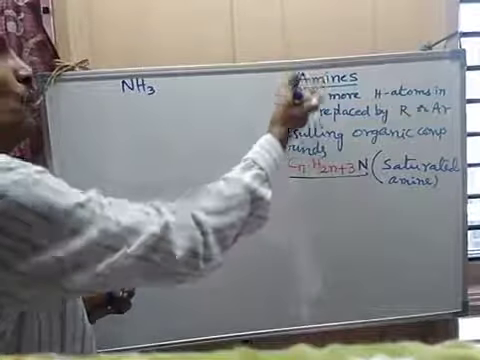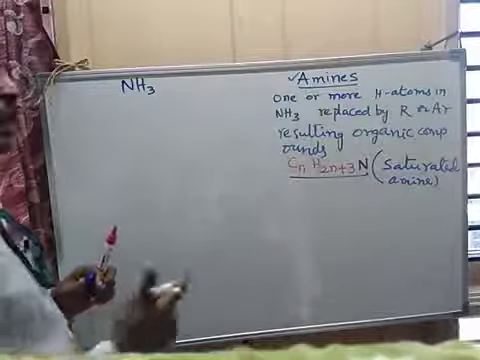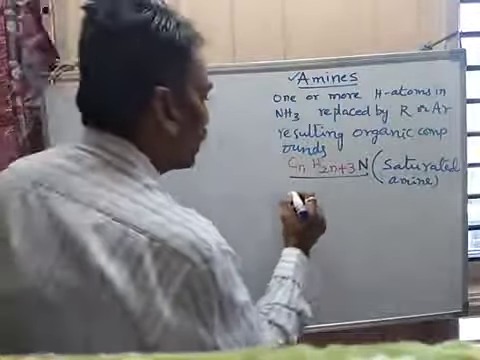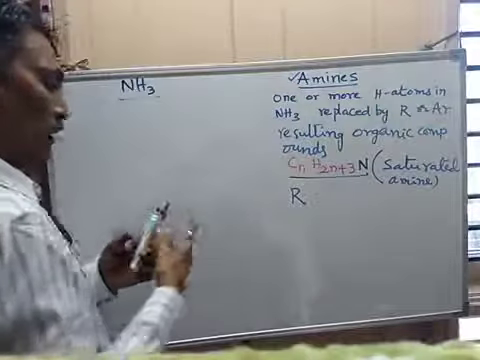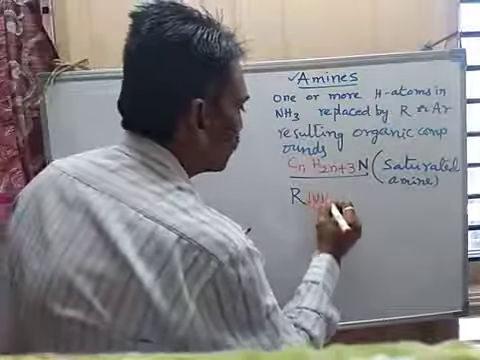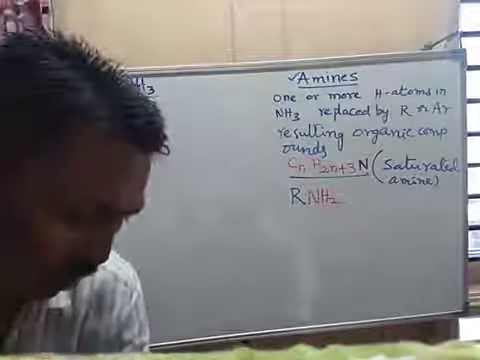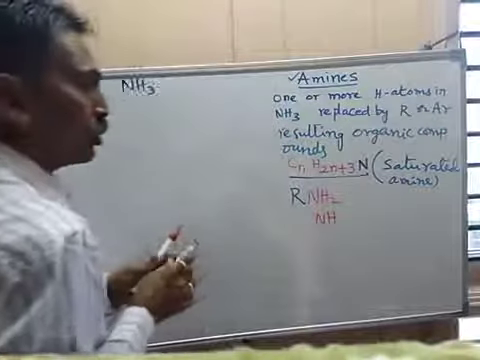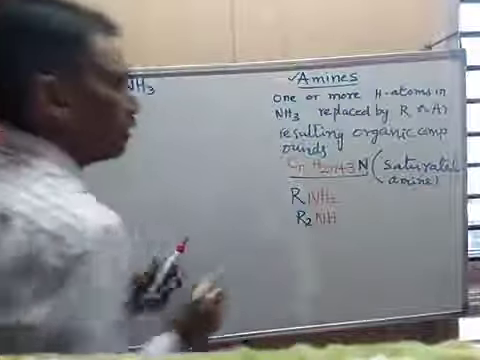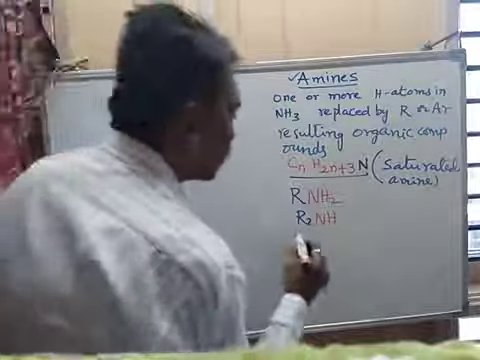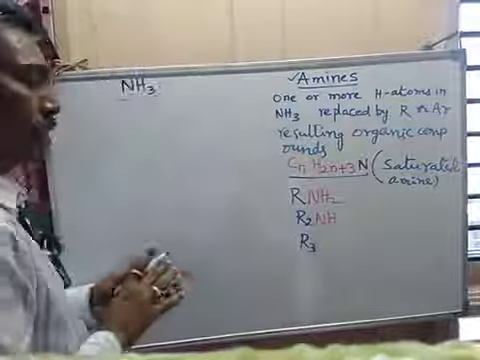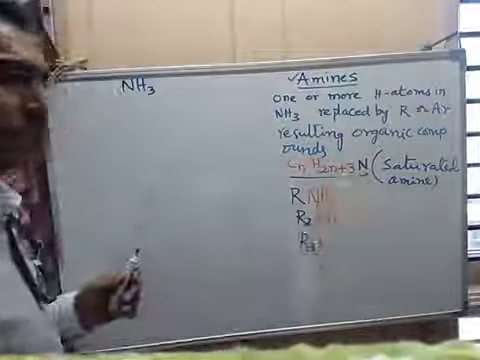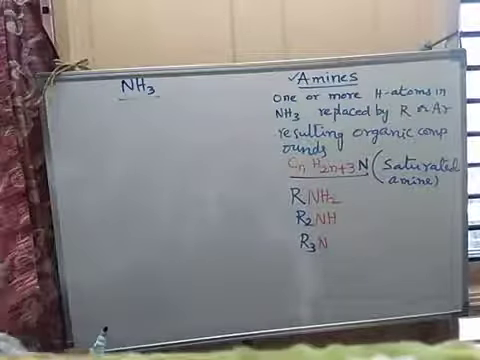Then come to replacing hydrogens one by one from ammonia. What is resulted? From ammonia, when one hydrogen is replaced, you will get R and NH2. When two hydrogens are removed, then you will get NH, with those two hydrogens replaced by alkyl groups. When the third hydrogen is also replaced by an alkyl group, then you have 3 alkyl groups with no hydrogen. As the number of alkyl groups increases, the number of hydrogen atoms decreases. This is a simple way to take this one.